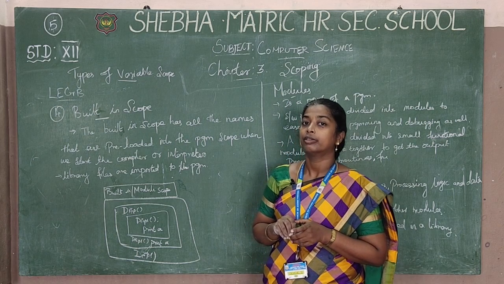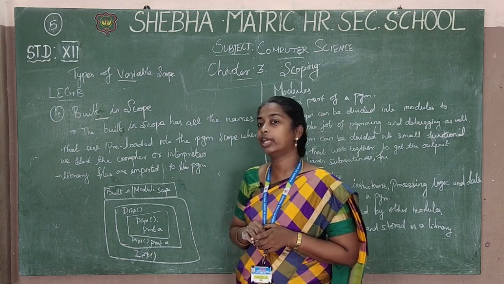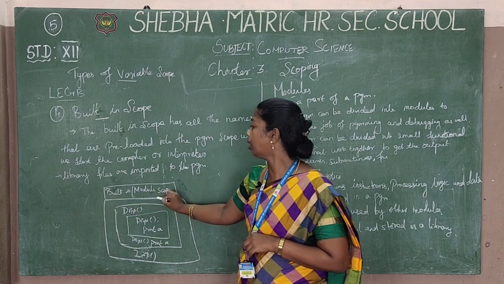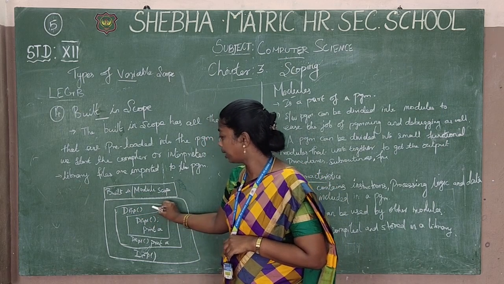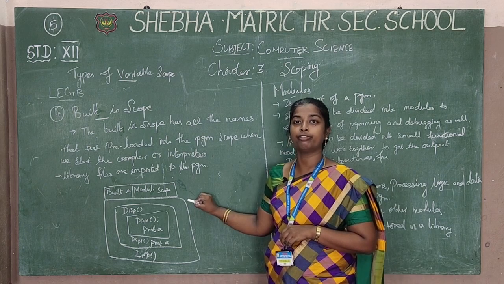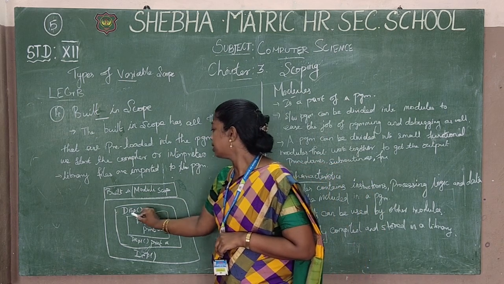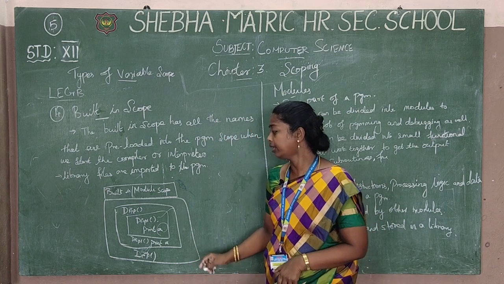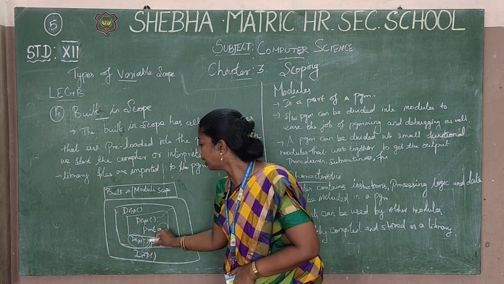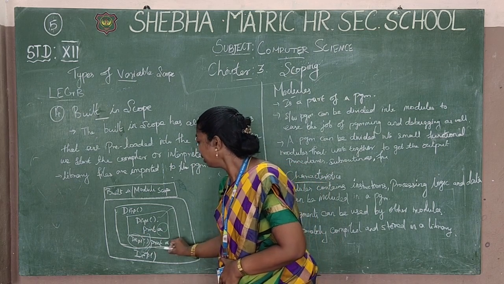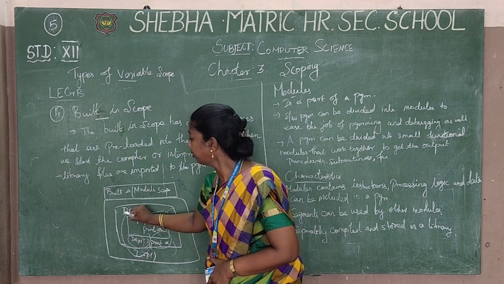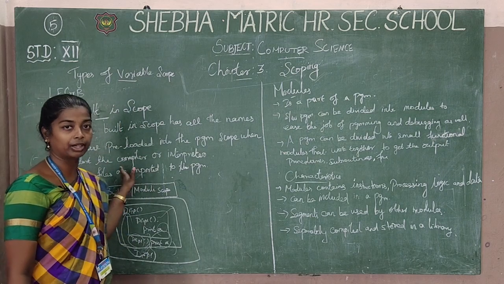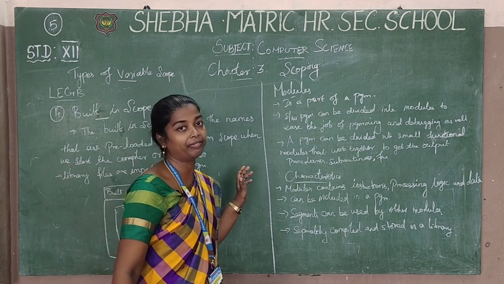There is a fourth type of variable scope. It can be declared in the built-in or module scope. For example, this type of variable is used: display, then a function name, variable name A. Another function name can be declared. Then print A, then call the function name. So it is used for built-in functions or built-in scope variables.